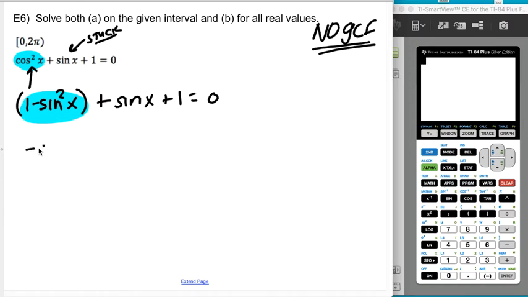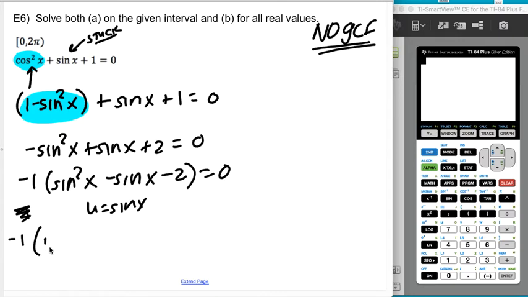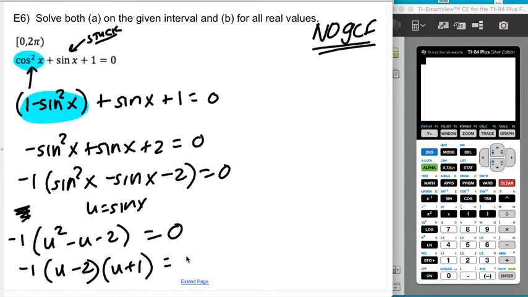So if I clean this up a little bit, I have a negative sine squared x plus a sine x plus a 2. I don't like having a negative leading coefficient, so I'm either going to factor out the negative or I'm going to divide everything by the negative, whichever way you want to think about it. So when I factor this, I'm going to say, let's call u sine of x. This is a negative 1 times u squared minus u minus 2, which is something you know how to factor. It should be a u minus 2 times a u plus 1.